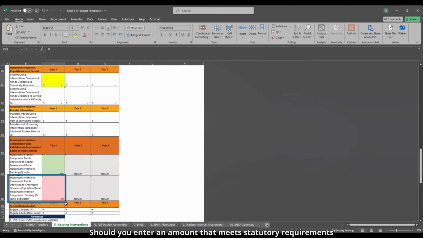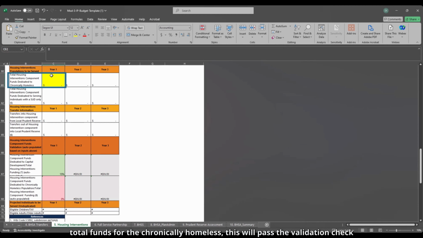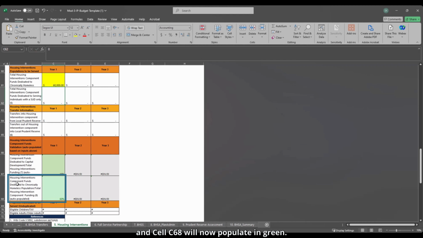Should you enter an amount that meets statutory requirements, such as reporting $60,000 of funds out of the $100,000 of total funds for the chronically homeless, this will pass the validation check, and cell C68 will now populate in green. Again, please follow statutory guidelines and be sure to adjust your data entries accordingly should you see any of the validation messages pop up.